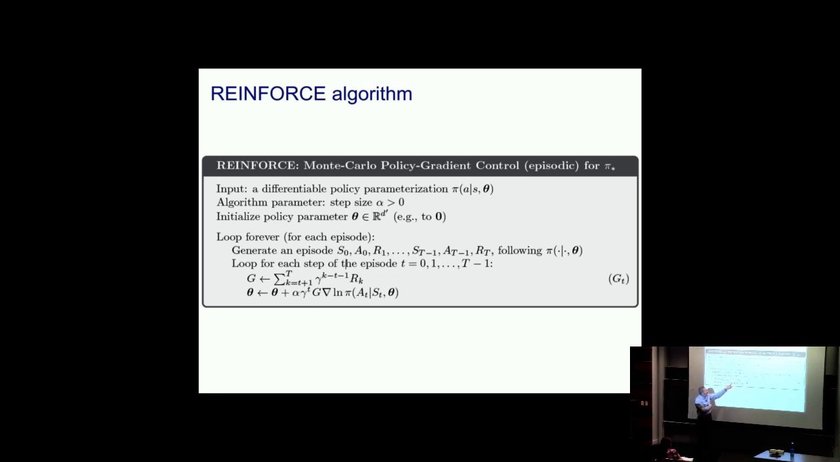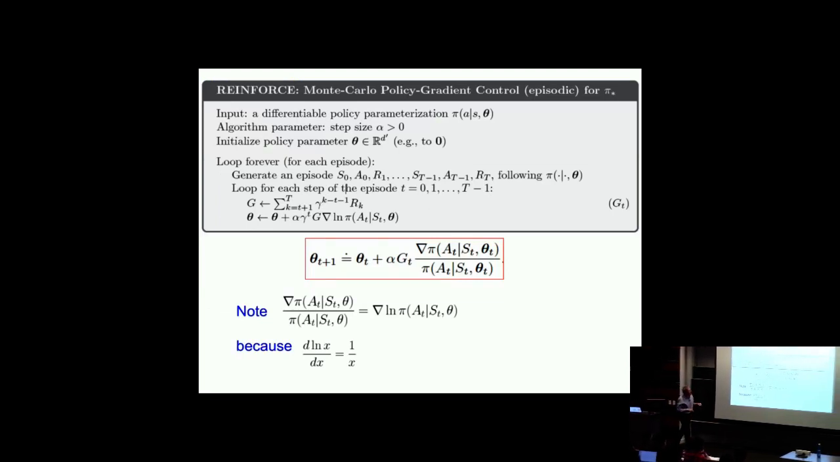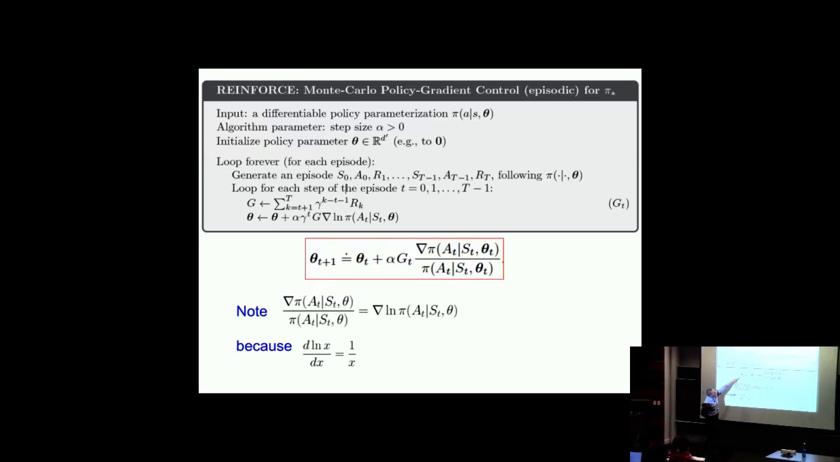The rule we just saw had a ratio here of the gradient of the policy divided by the policy. Here I wrote that instead as the gradient of the natural log of the policy. Why can you do that? Here was our gradient rule that we had before, but in fact this ratio equals the gradient of the natural log of the policy because, if you remember freshman calculus, the derivative of the log of x with respect to x is just 1 over x.